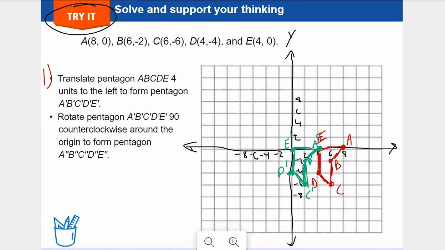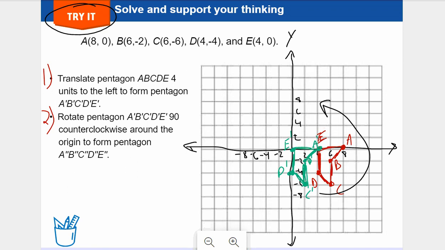Note that currently it's the exact same shape and size as the original, just moved four to the left. And part two here, it says rotate the new shape, so A prime, B prime, C prime, D prime, E prime, 90 degrees counterclockwise. So counterclockwise, remember, would be going in this direction. Counterclockwise would move it one quadrant that direction.